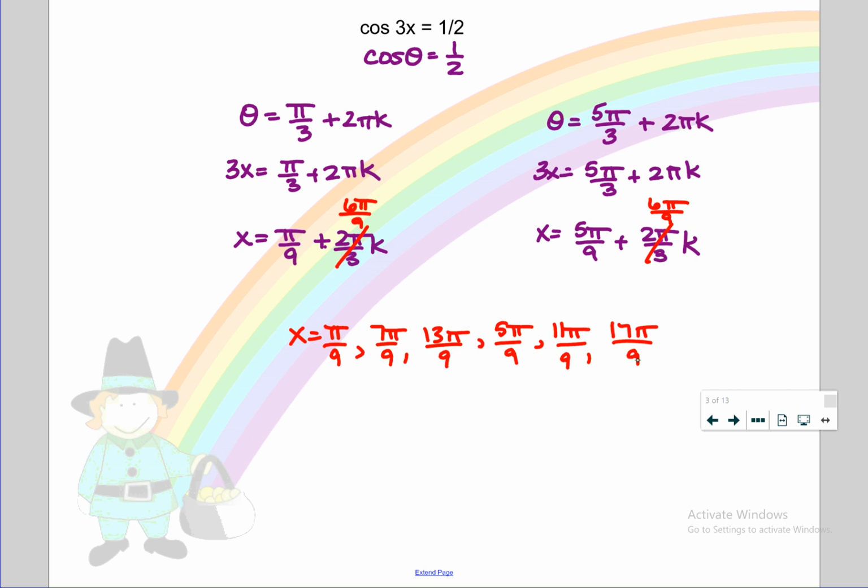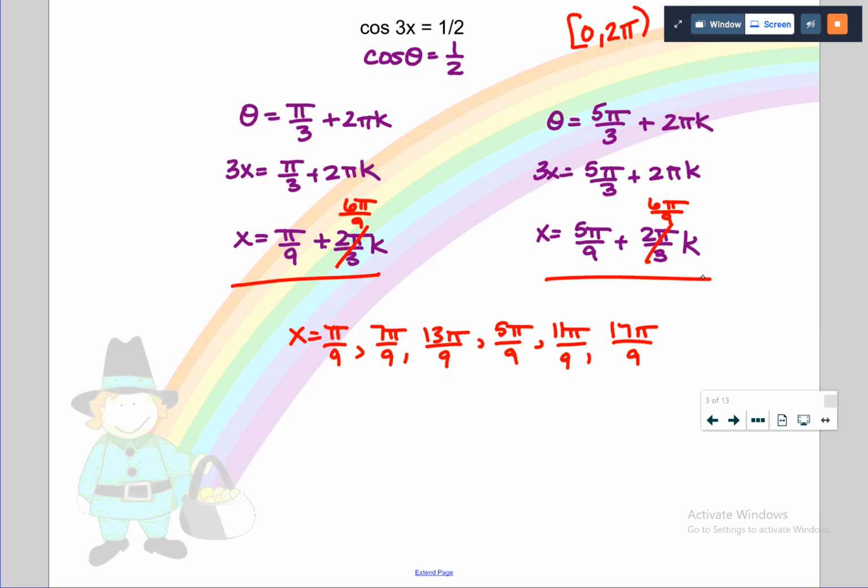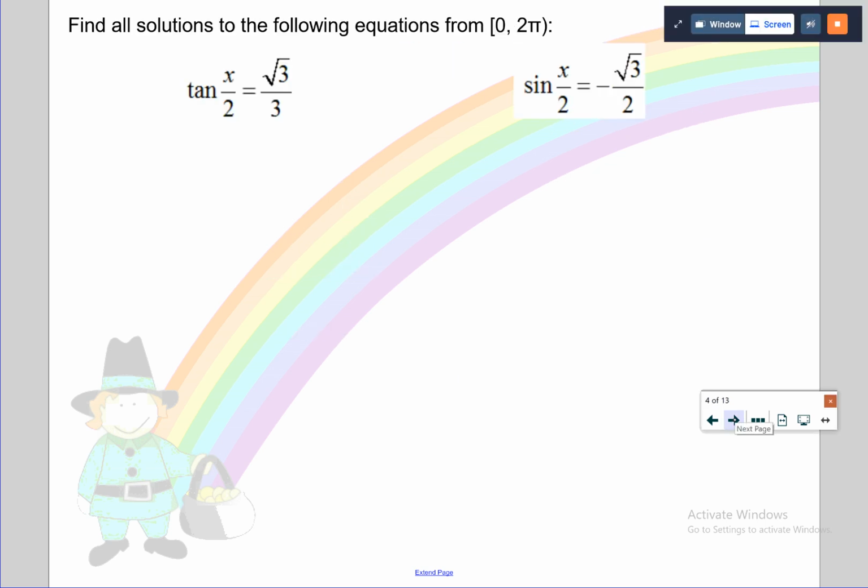If there's no range for the answers, it's the same instructions as the other page. I just didn't copy them over. So this one was 0 to 2 pi. But if there wasn't a range, I would actually just stop here and I would say k is an integer, and those would be all of my answers. Okay. Good on those? All right.